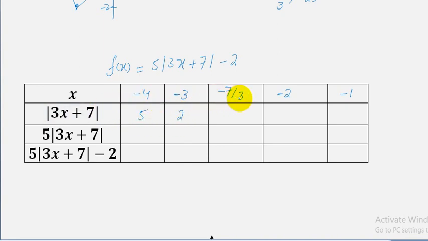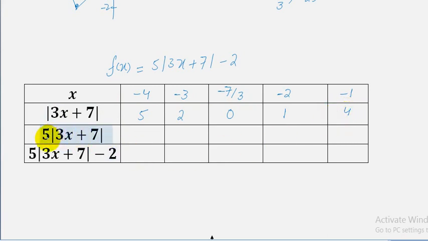When x is minus 7 by 3, we get minus 7 plus 7, equal to 0. When x is minus 2, we get minus 6 plus 7, which is equal to 1, and mod of 1 is 1. When x is minus 1, we get minus 3 plus 7, which is equal to 4.